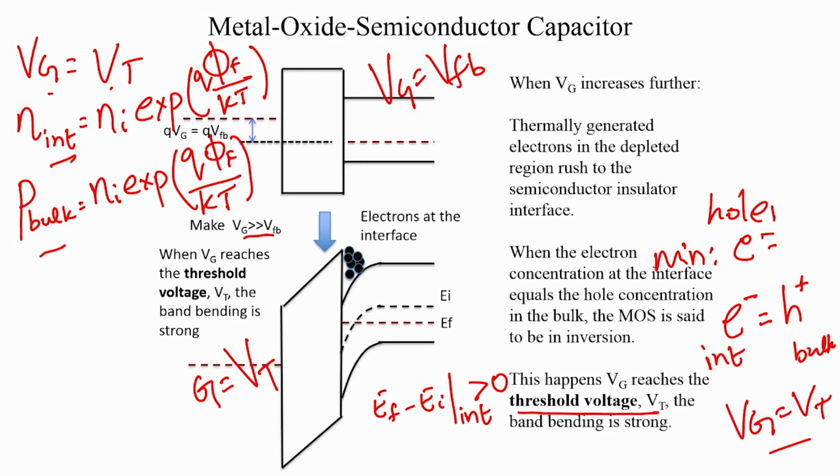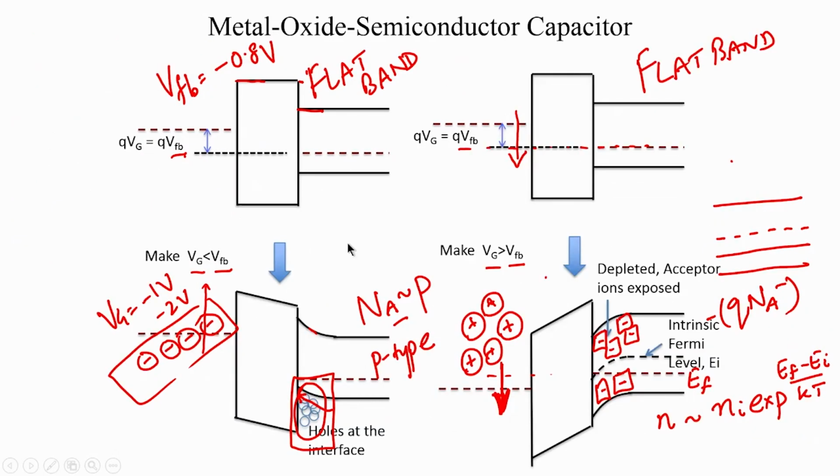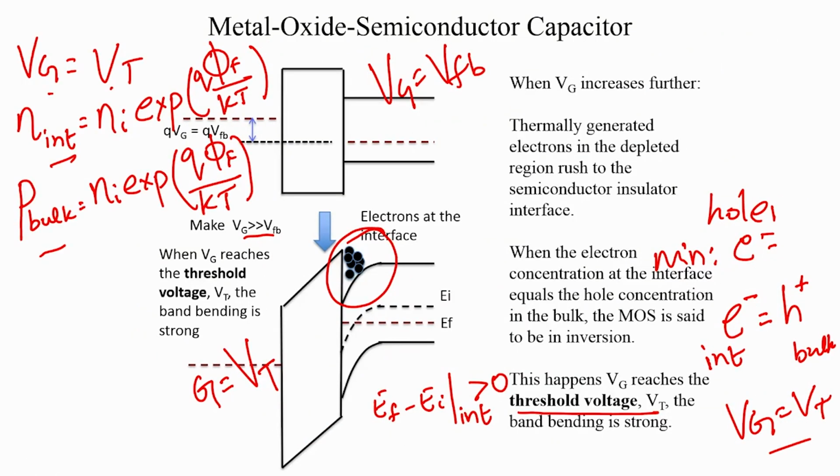And what we have done now is, by making Vg much greater than Vfb, we have brought in electrons at the interface. Look at the previous case. Here when Vg was less than Vfb, we had holes at the interface, and holes are the majority carriers, they were accumulated at the interface. And by making Vg much greater than Vfb, we have brought in the minority carriers at the interface.